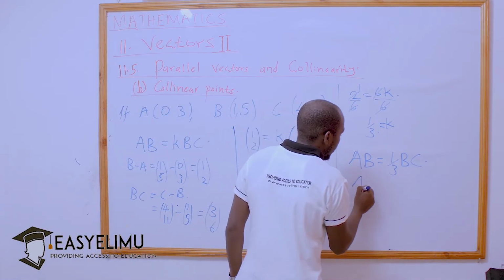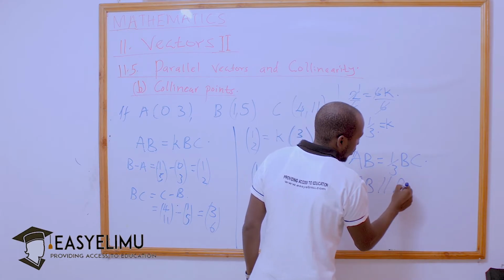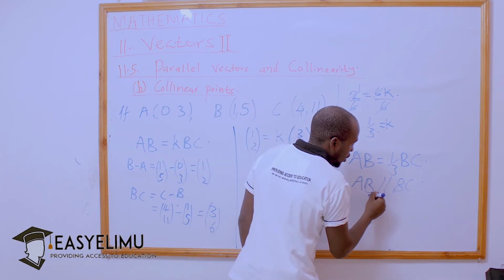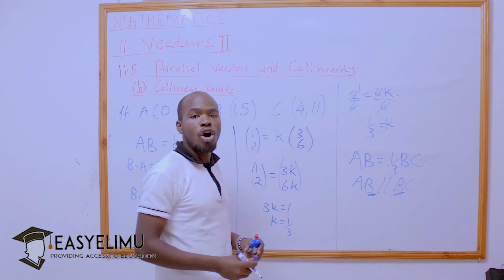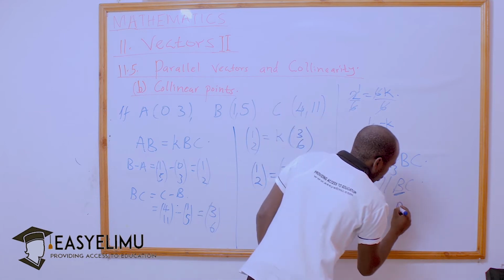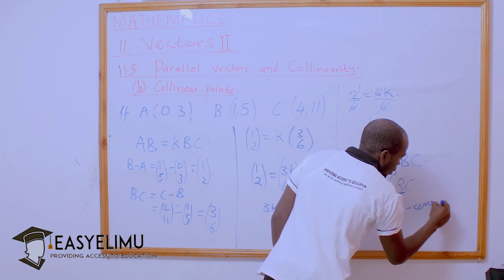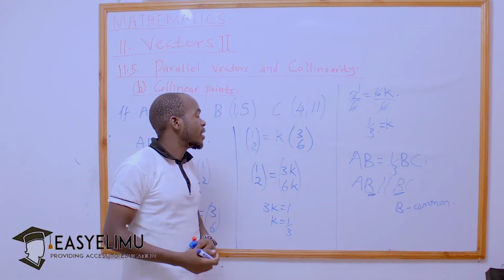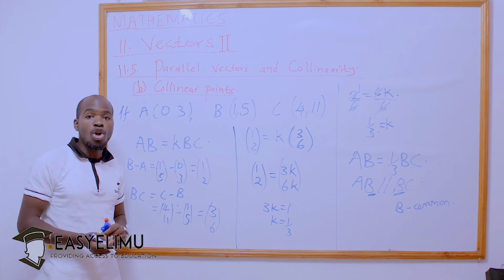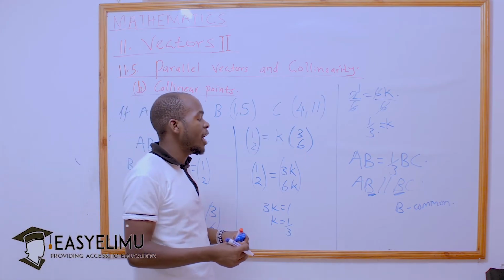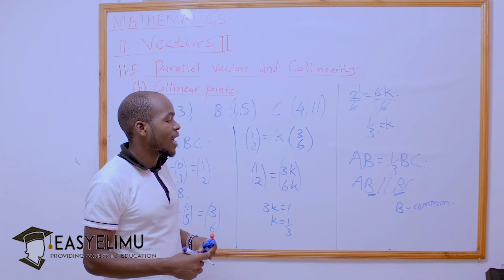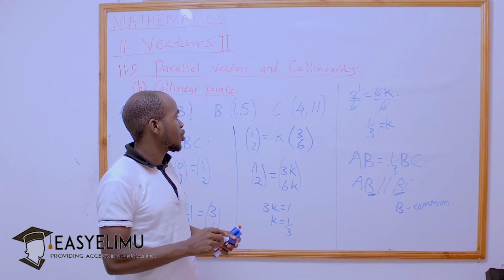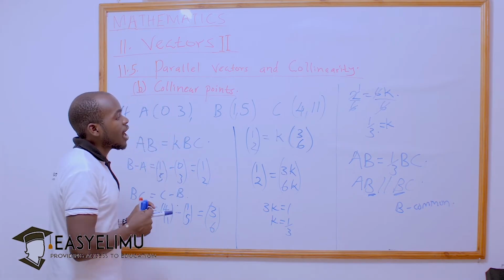So meaning that AB is parallel to BC. And if that is the case, we can observe that this point here is common. So B is a common point. And if that is the case, we can say that the 3 points are collinear, because one is a scalar multiple of the other and B is common between them. So that is how we calculate it.